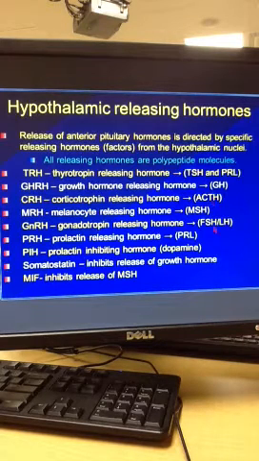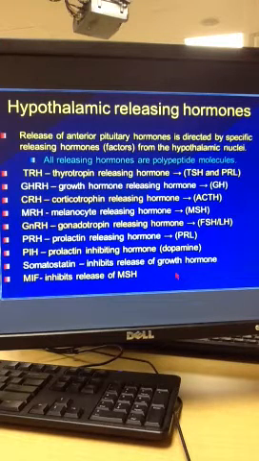TSH, ACTH, FSH, and LH, dopamine, and MSH. Those are referred to as melanotropic or tropic hormones. A tropic hormone is a hormone that acts on another tissue or gland to stimulate the release of their hormones. And each of those does that.